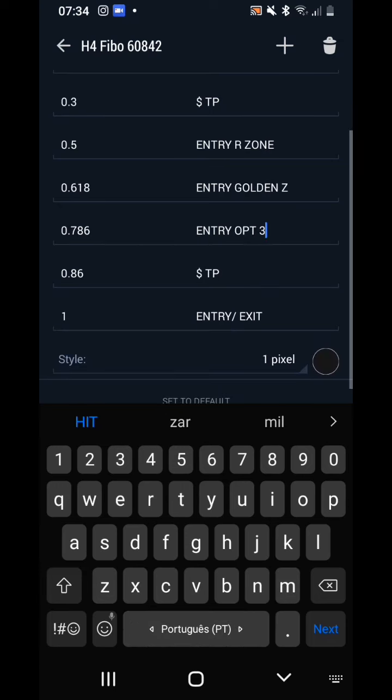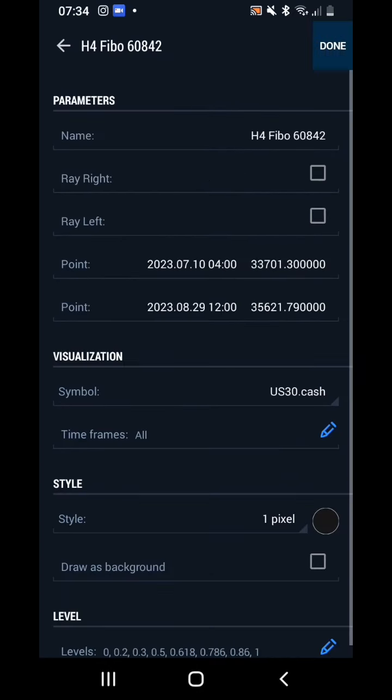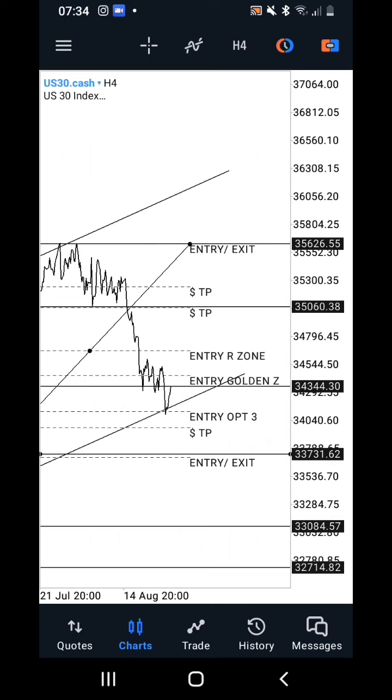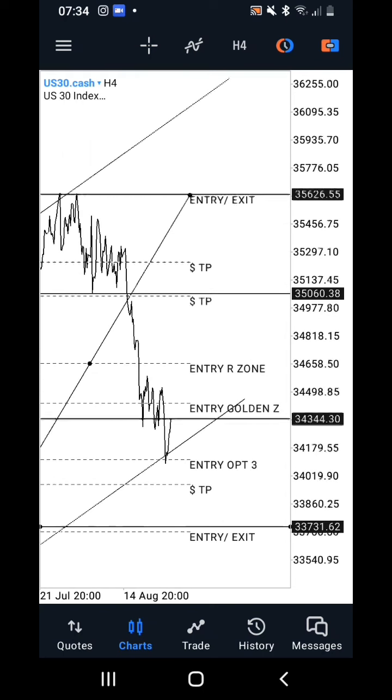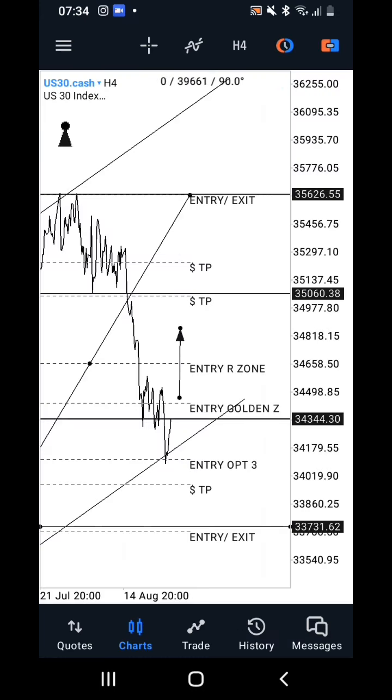So there you have it, entry zone R. The R represents reversal. The entry golden zone, as you can see, is the preferred level for entries. It's the most preferred level for entries, and rarely does it ever go to the 86 entry, which is the third entry. But if it does go there, you will have a very good entry.